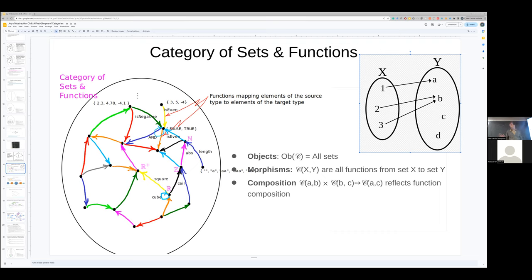So that's a great question. We will, in general, draw self morphisms, except the one that's always present, which is the identity.